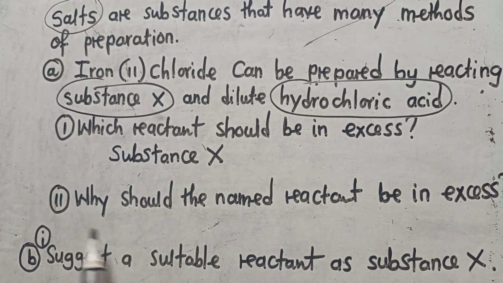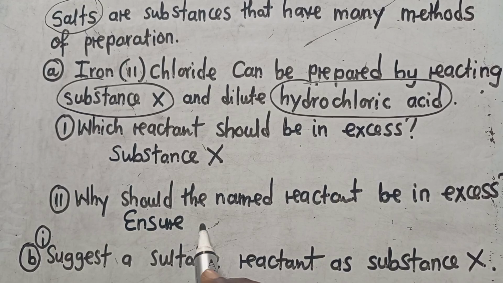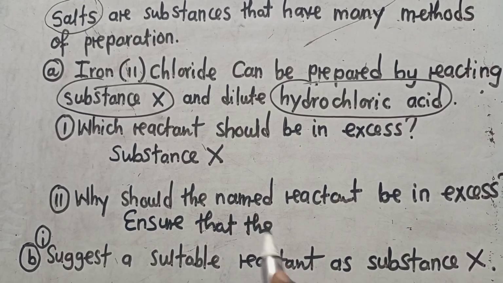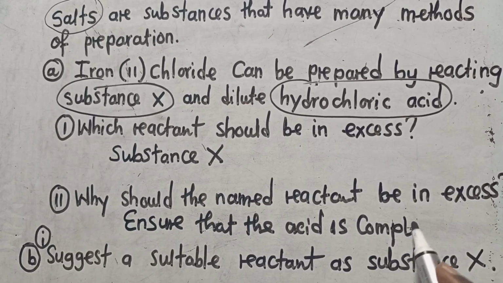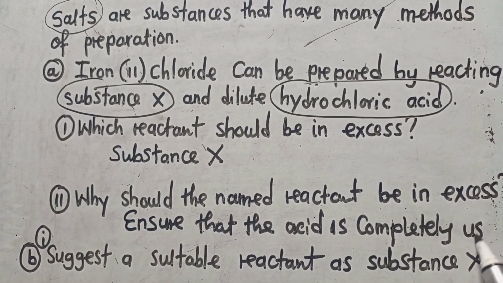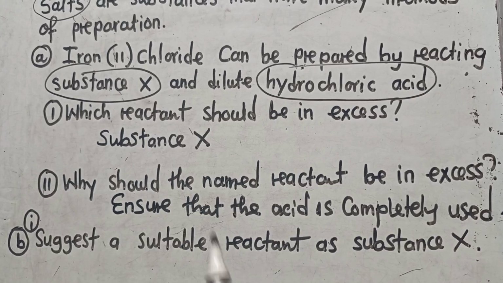Then they are telling you, why should the named reactant be in excess? Why should substance X be in excess? The reason why substance X should be in excess is so that we ensure that the acid is completely used. This is what we need to ensure, that the acid is completely used. This is the reason why substance X should be in excess.